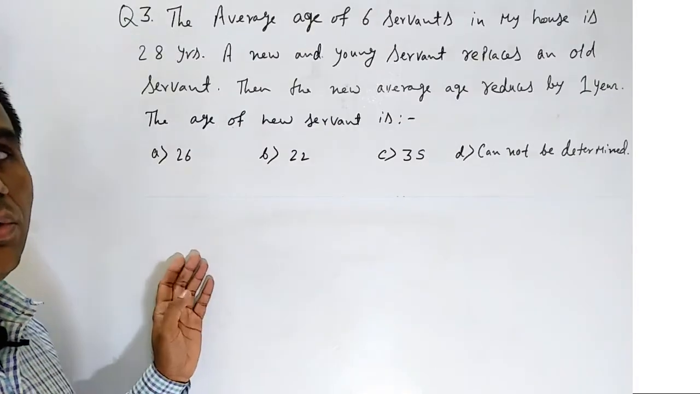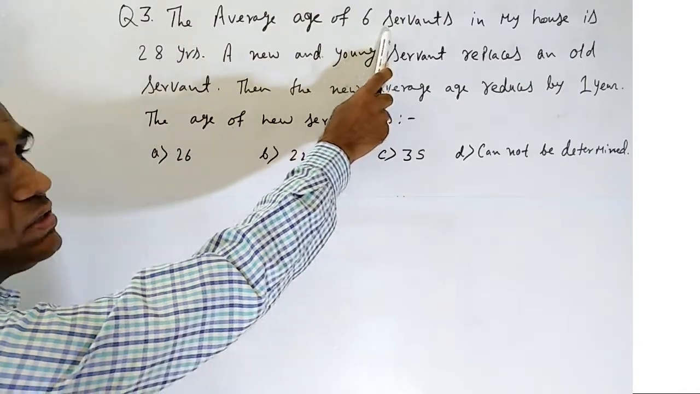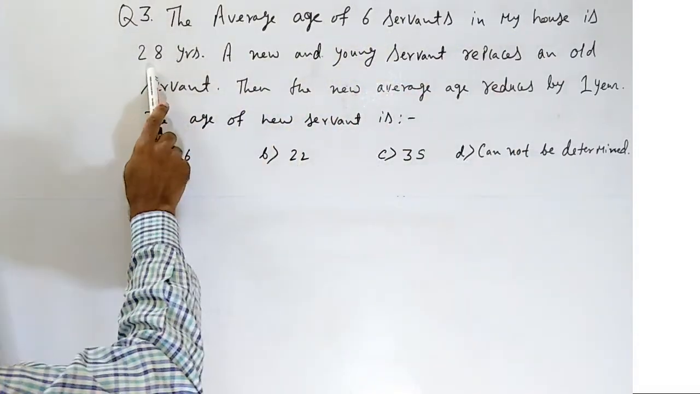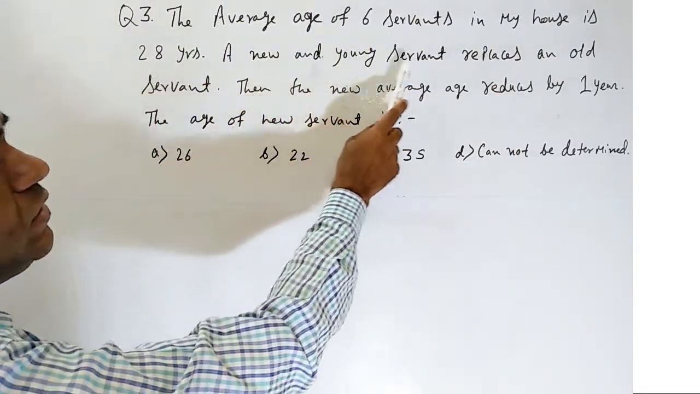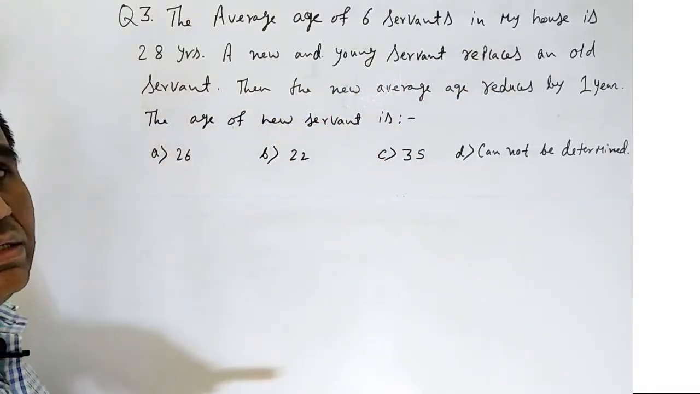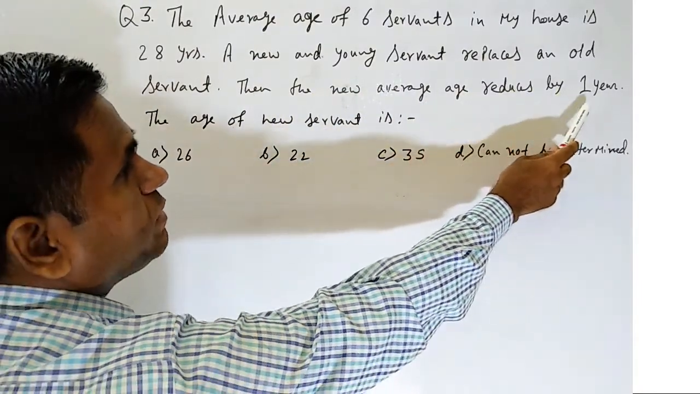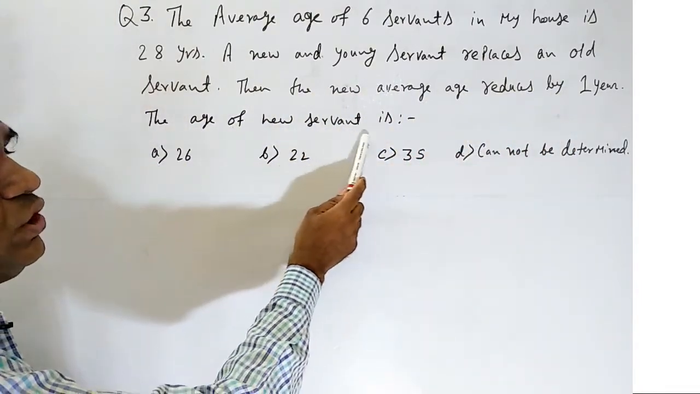So here is the third question, friends. In this question, let us see. It says the average age of 6 servants in my house is 28 years. A new and young servant replaces an old servant. So here in this sum, there is a replacement. Okay. Then the new average age reduces by 1 year. So the age of the new servant is.